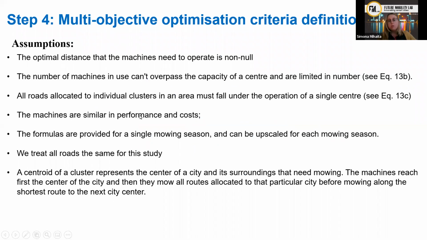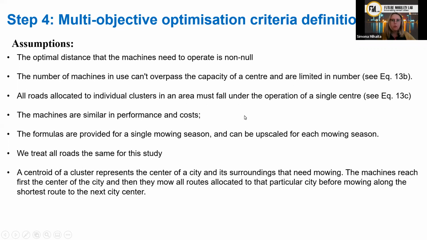Now, there are some assumptions in order to resolve that type of problem. One of the assumptions is that the optimal distance that the machines are running needs to be non-null. This means that at least they need to do something throughout the day. The number of machines cannot be higher than the capacity of a center. So if a center says, I'm limited to buying only 5 machines, then we have to take that into consideration.